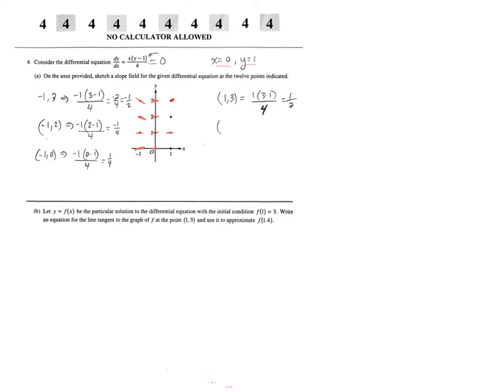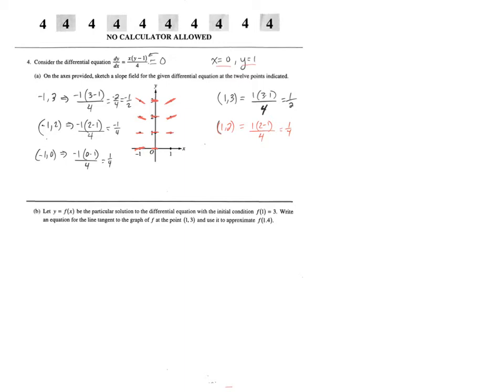That was for this point up here, so I guess I should draw that in there. Let's get ourselves a red pen and put that in there at a slope of 1/2, kind of mirroring what we saw on the other side of the y-axis. Now at (1, 2), I'm just going to stay in red. 1 times 2 minus 1 over 4, that's going to be 1/4. And you're seeing, again, kind of mirroring what was happening on the left side of the y-axis.